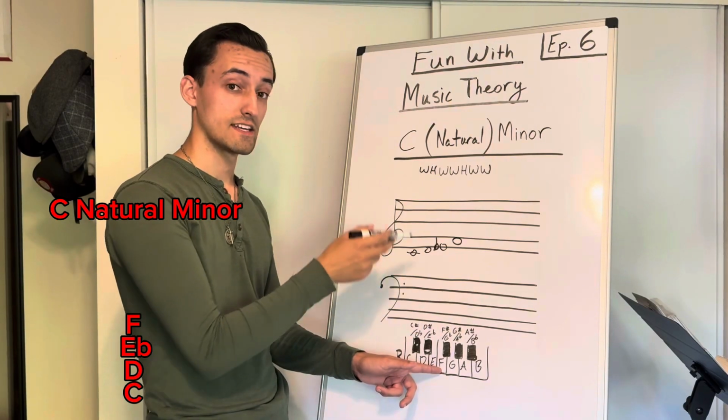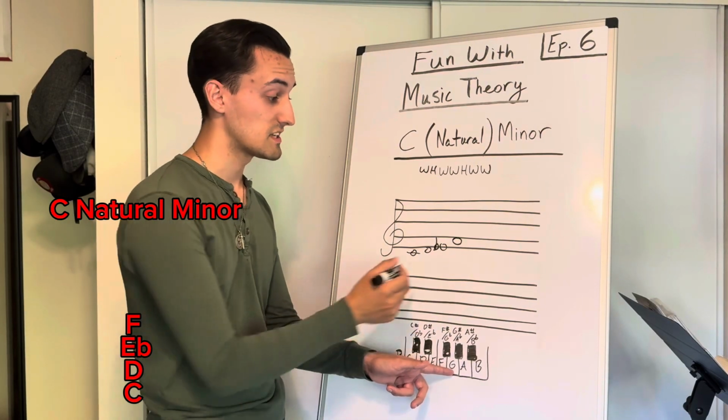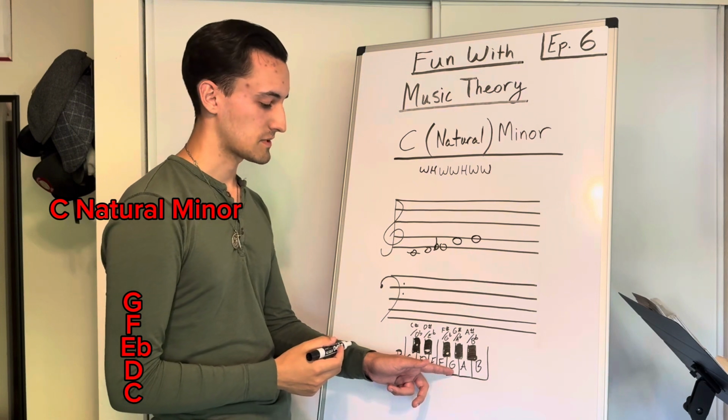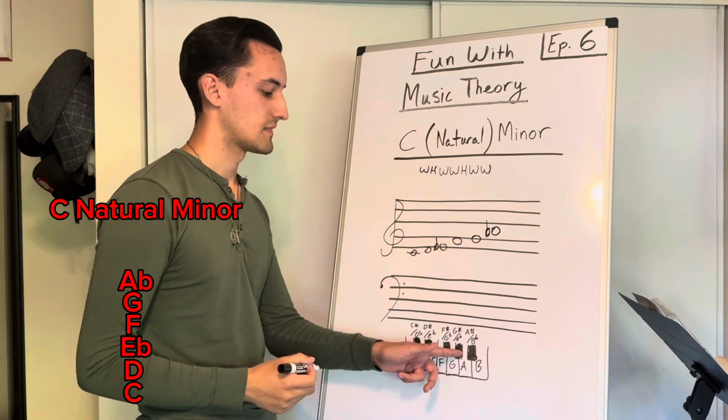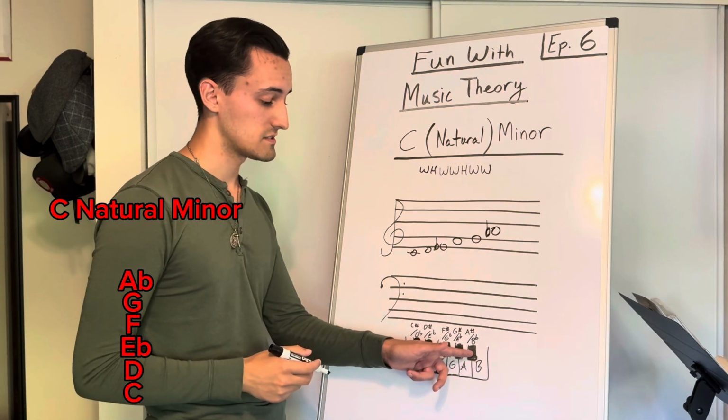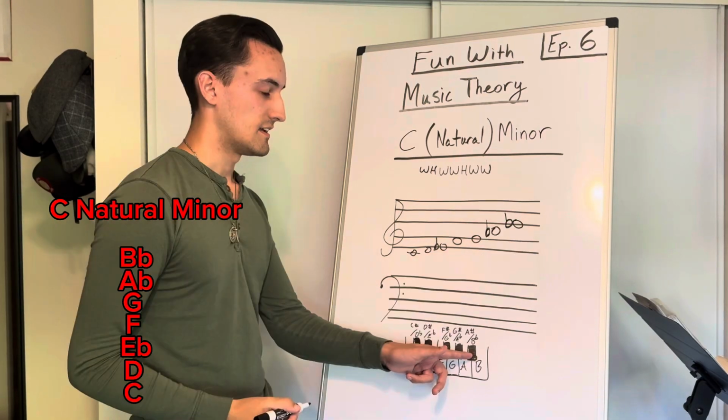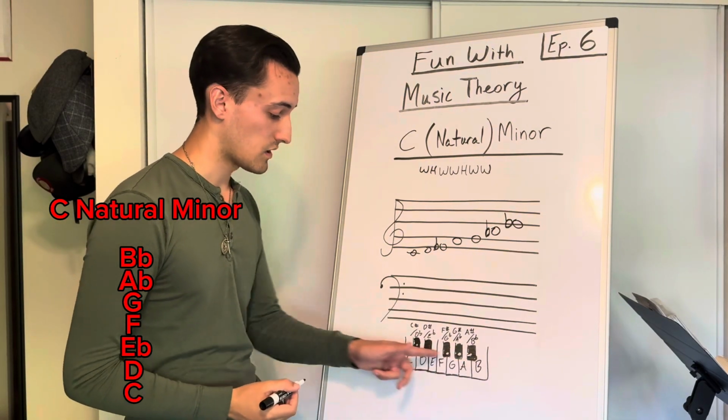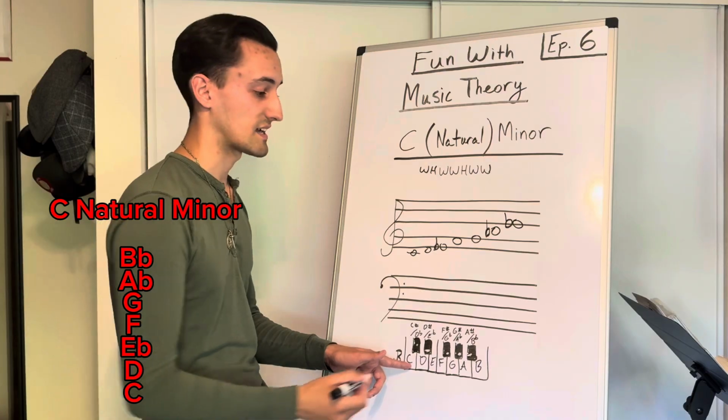And then from F, I need another whole step. 1, 2, gets me to G. I need another half step. Gets me to A flat. I need another whole step. 1, 2, gets me to B flat. And then my final whole step, 1, 2, gets me back to C.